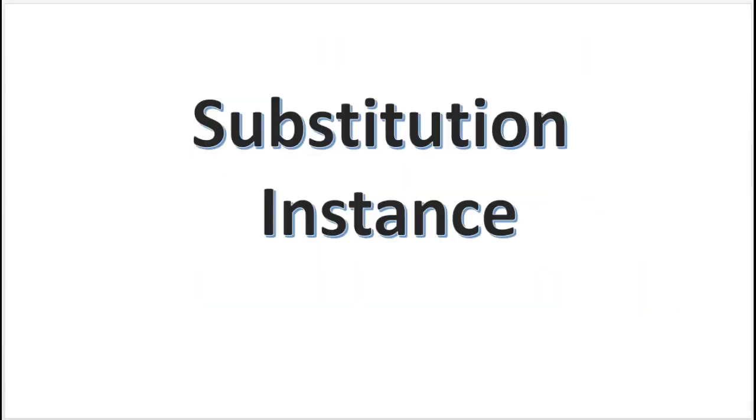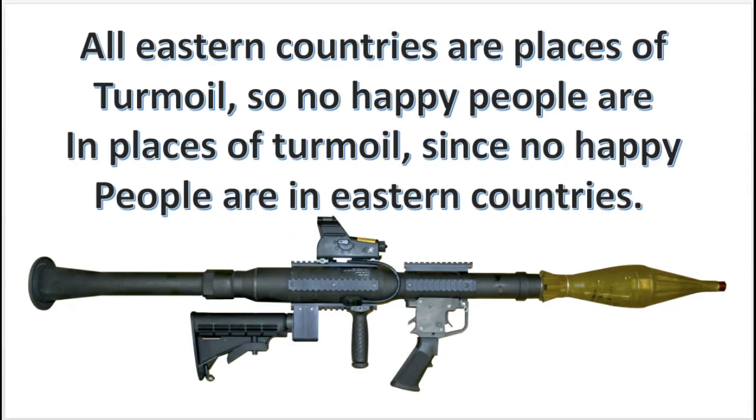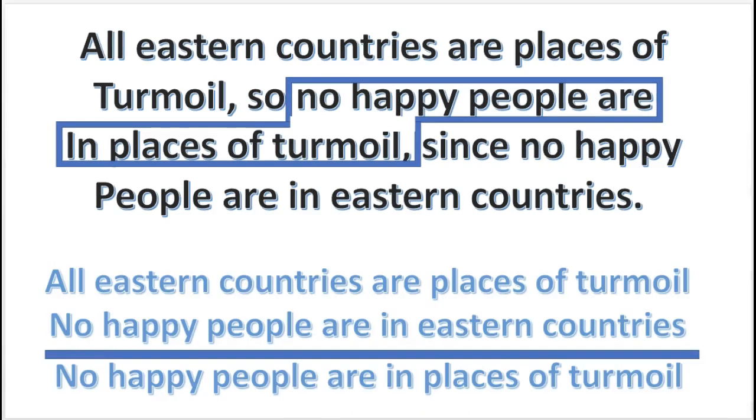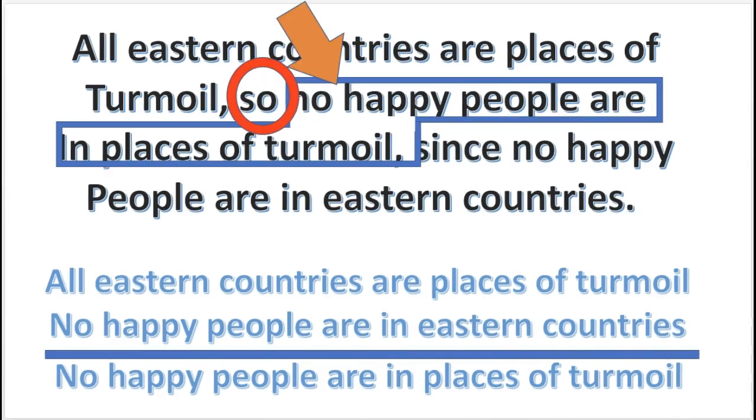And the first step in the substitution instance is to take the argument and separate the premise and the conclusion. We're going to take the conclusion and write it underneath the first two premises. Notice the word "so" right here is the conclusion indicator. What follows next is the conclusion, as you see here. We're going to write it down here at the bottom, with a line separating the conclusion from the premises. So the other two statements here are premises, and the conclusion, we're going to separate that.